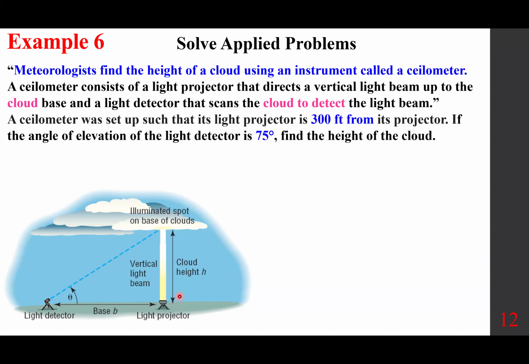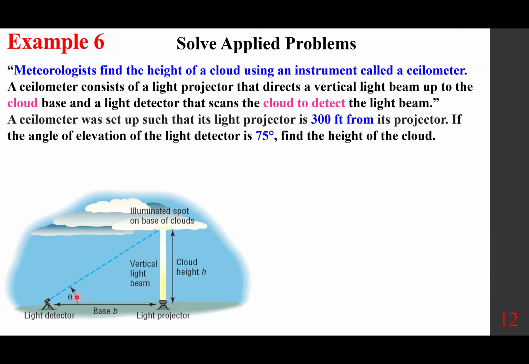Okay. That means the base here. So this one is the light projector. The light detector is right here with the distance of 300 feet. So a ceilometer was set up such that its light projector is 300 feet from its detector. So this setup is called a ceilometer.